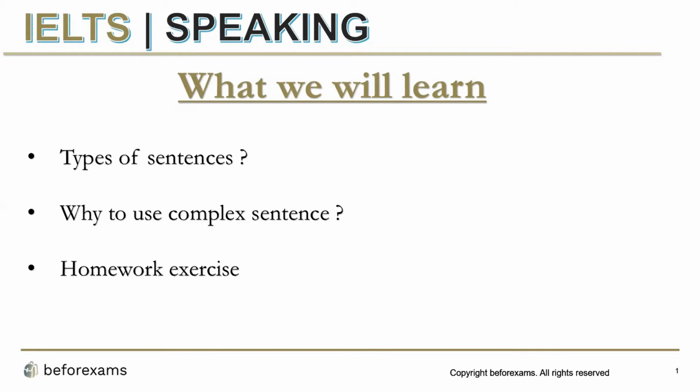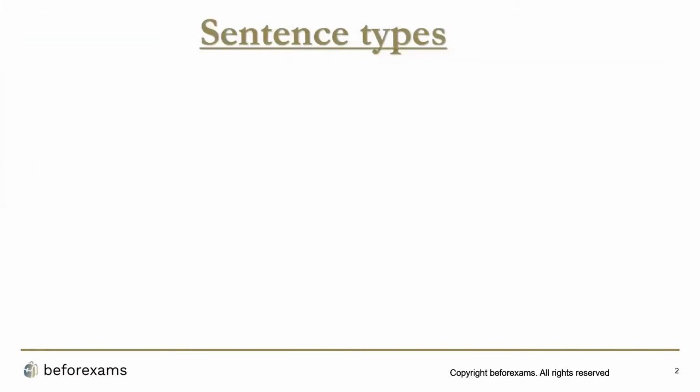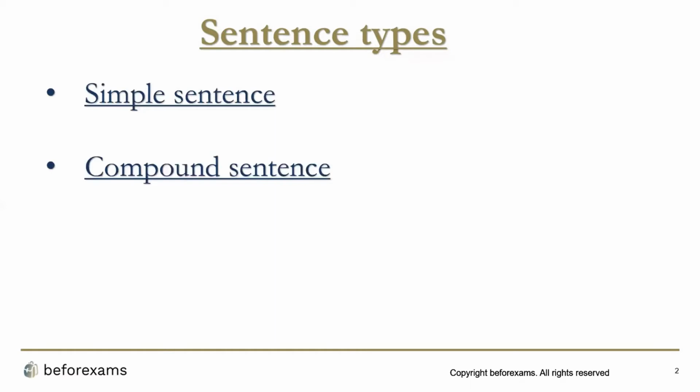So let's proceed. Now there are three types of sentences. One is the simple sentence, then we have the compound sentence, and then we have the complex sentence. We'll be talking about these sentences one by one. We'll go through examples of each sentence individually, and then we'll talk about which type of sentence you should use and which you should not use while attempting your IELTS speaking test.